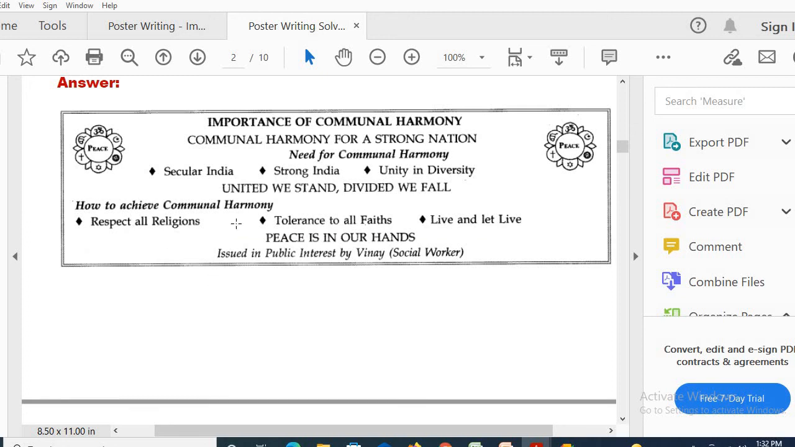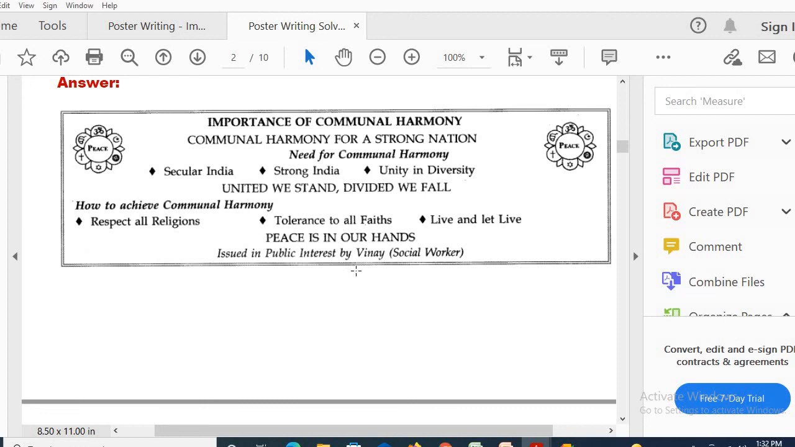Respect all religions, tolerance to all faiths, live and let live. See, only just highlight the points. Possible remedies, just mention 2-3. That will be enough. Peace is in our hands. This is also a very important statement. So, you have to be very active and alert. Which thing should be written at which time?